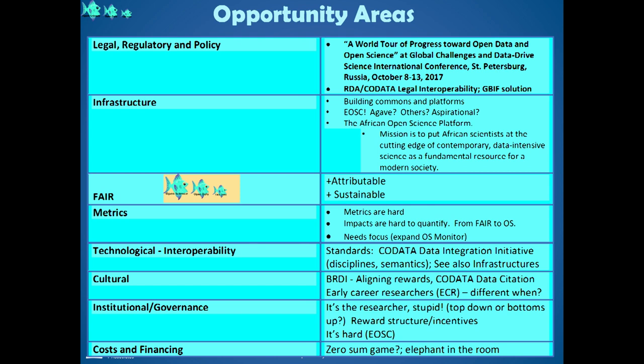Infrastructure, building commons and platforms. That's really the same theme. We have the European Science Cloud, we have Agave, we had others. Many are aspirational. How do we really get them together? We have the African Open Science Platform. Again, CoData is pushing, its mission is to put African scientists at the cutting edge of contemporary data-intensive science as a fundamental resource for a modern society. This African Open Science Platform is really gathering steam. If you want to know more about it, the International Data Week, which is CoData, RDA, and World Data System, is meeting in Africa, in Botswana, in first week in November, and there'll be a lot of discussion of this platform and hopefully some other platforms that we haven't heard about today.